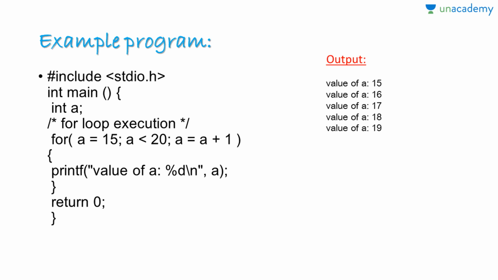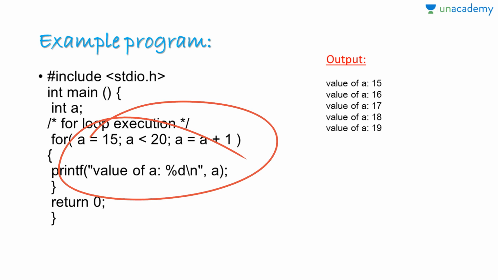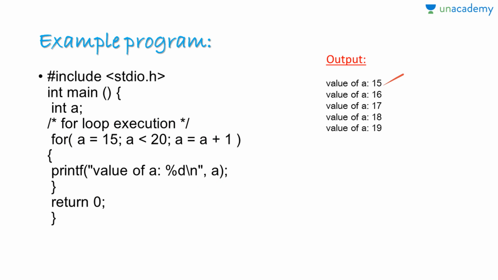So see, for a is equal to 15. a is equal to 15 is our initialization statement. a less than 20 is our condition. So we'll start. a is equal to 15. a less than 20, it is true. So execute the body of the loop. Value of a is 15. Now increment it. So a is 16.